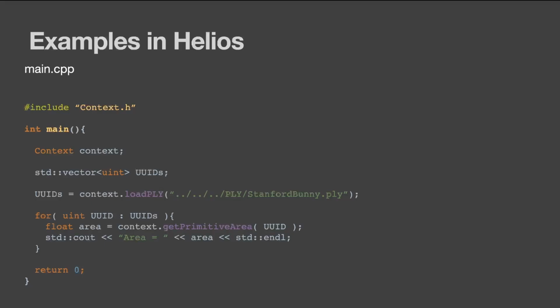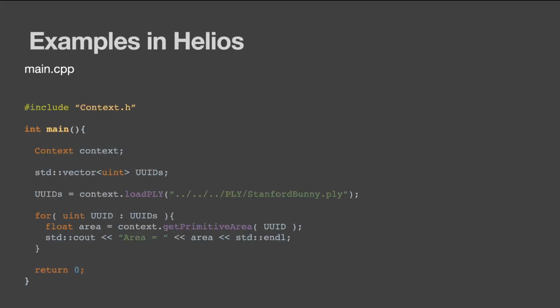Then we've declared a vector of unsigned integers. We're going to use this to keep track of all the unique identifiers or UUIDs for the model geometry that we add. Then on the next line here, we have called the member method loadPLY within the context. It's a method because it operates on the members of our class. It's basically the same as a function. So it takes an argument of a string, which is the path to a model that it wants to load, a PLY model. And then it returns a vector of unsigned integers. So we can assign that to our UUIDs vector.